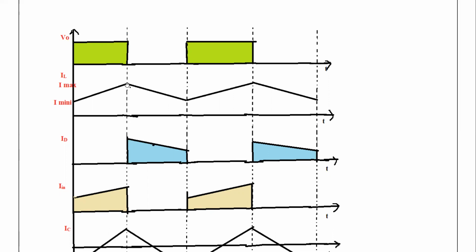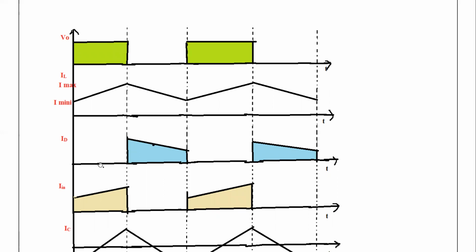Therefore, the inductor current drops from the maximum value to the minimum value up to the turn off time. Again, when the switch is on, it is charged from the minimum value to the maximum value, and in the turn off time, again it is discharged from the maximum value to the minimum value to the load and capacitor. And this is the diode current.